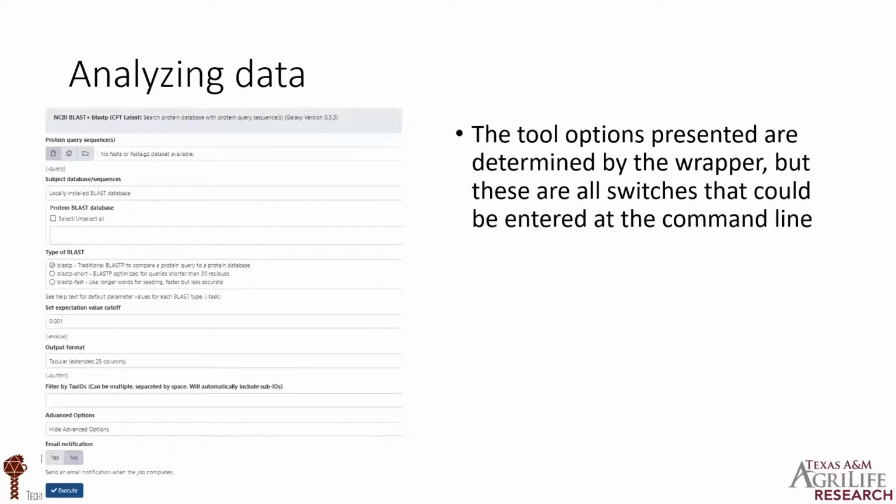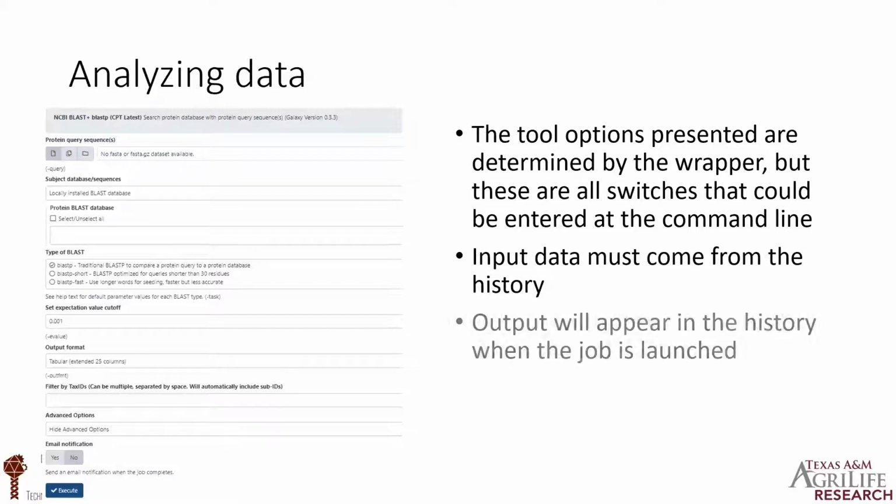This wrapper has all the same options that are available to the user in the command line, but in this case they're presented on the web page in a graphical interface. The tool options are determined by the wrapper, but these are all switches that could be entered at the command line. The input data for this tool, like with all other tools, must come from the history, so it must have already been uploaded to the user's Galaxy account and appear there as a dataset before it can be used for other analyses.